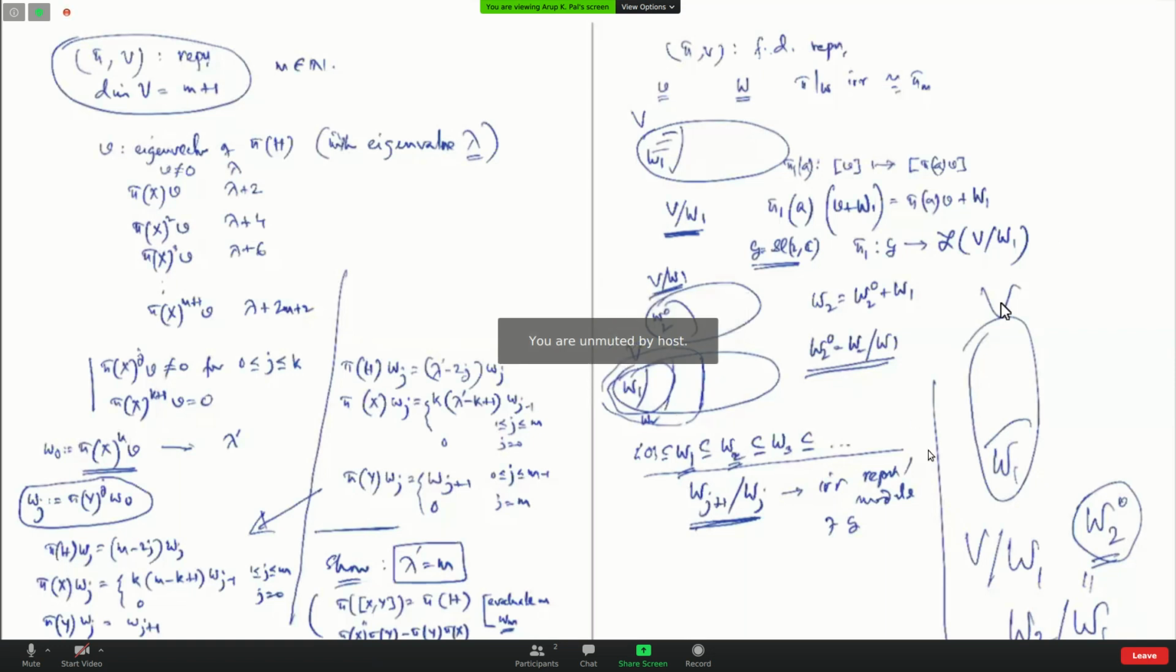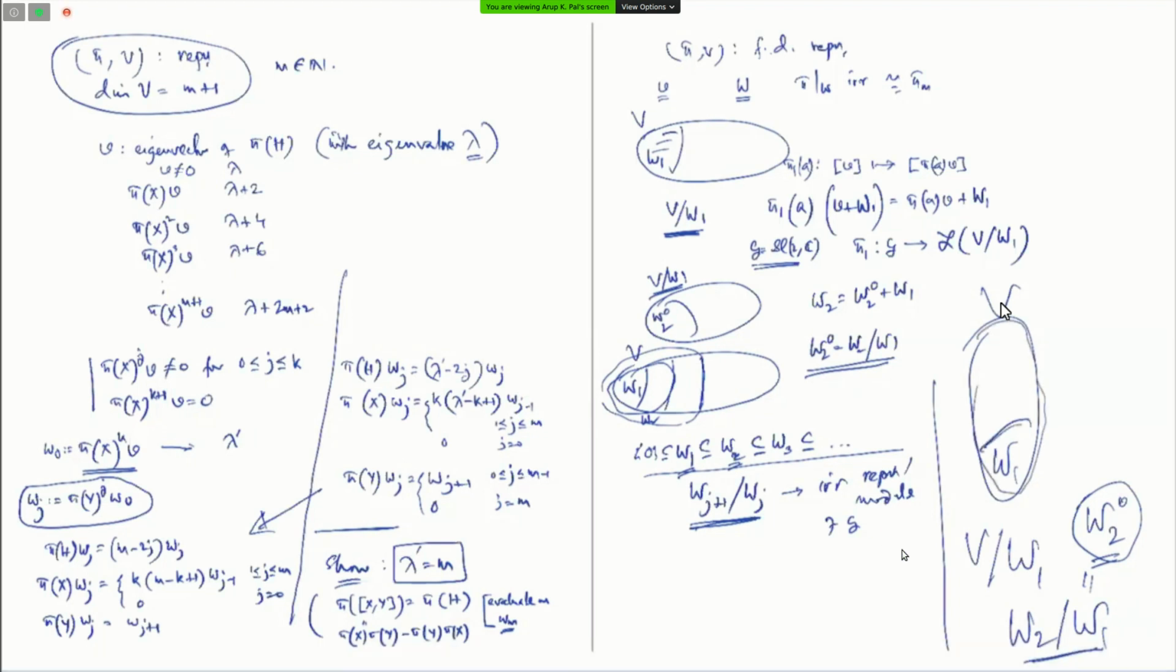Again it got disconnected. So, to begin with, we have V. W1 was an invariant subspace. Then we got this representation on V quotiented by W1. There we got an invariant subspace W2 naught, and W2 naught would be of this form, W2 by W1. Now W1 is invariant.